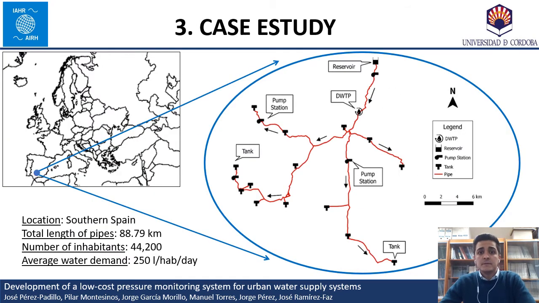The prototype developed was installed in a real water transmission system. The system supplies water to 44,200 inhabitants. The water transmission system consists of a total of 89 kilometers of pipe of different materials and diameters, as well as 18 tanks, 2 pumping stations, and a drinking water treatment plant.